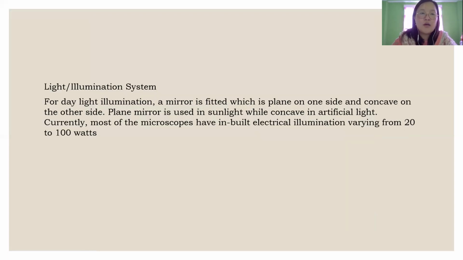Okay, so the illumination system is where the light comes from. Earlier, the old microscopes we used were fitted with a mirror, so we had to keep the microscope in sunlight, and the sun's rays would reflect as illumination. But nowadays we have an inbuilt bulb of around 20 to 100 watts. That is very convenient to use, and we just need electricity. That is called the illumination system.